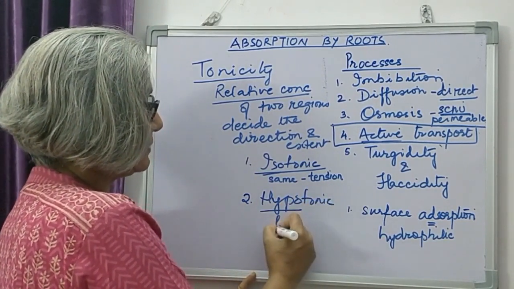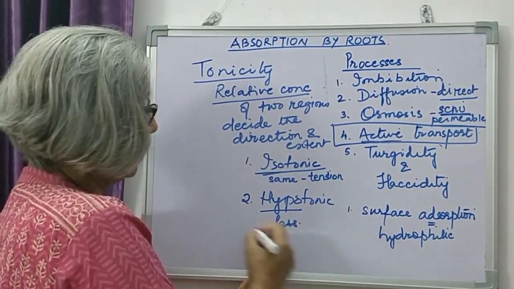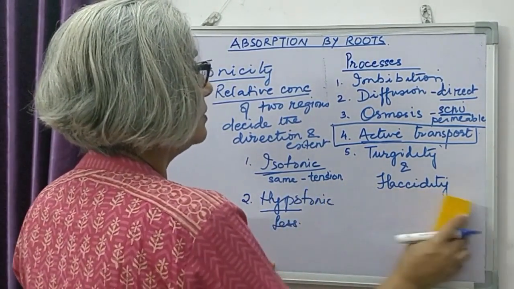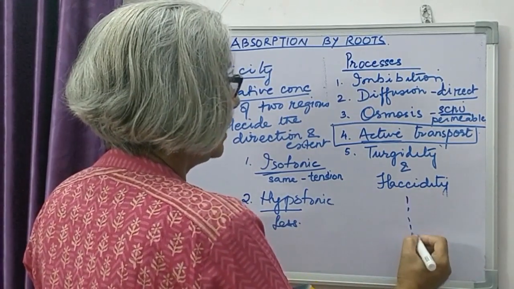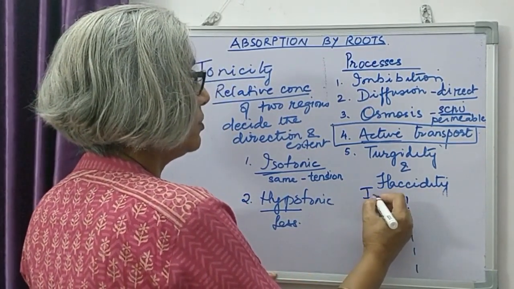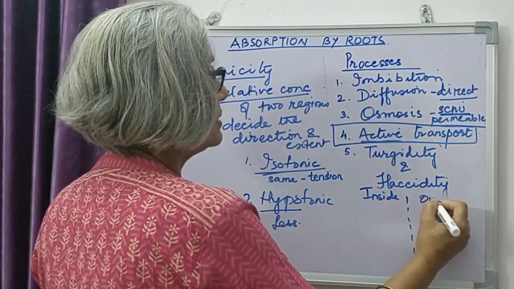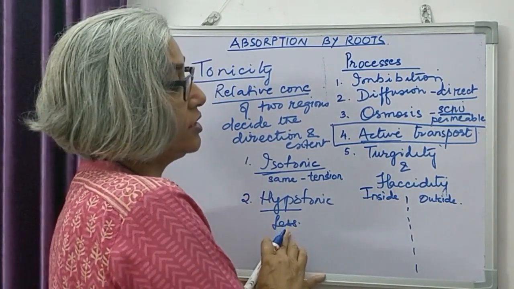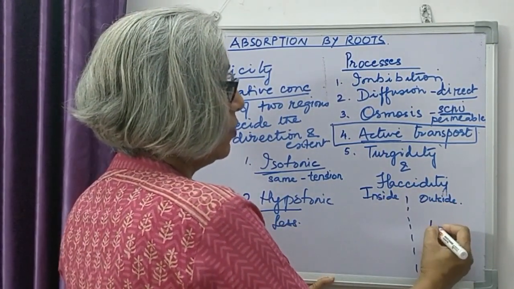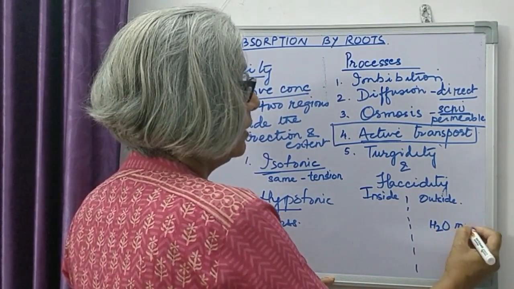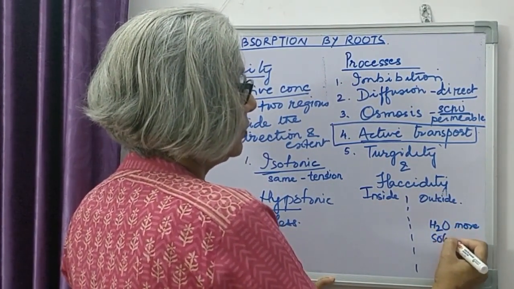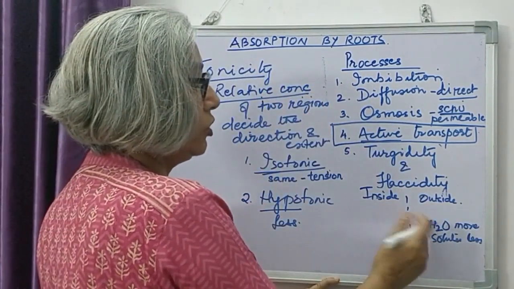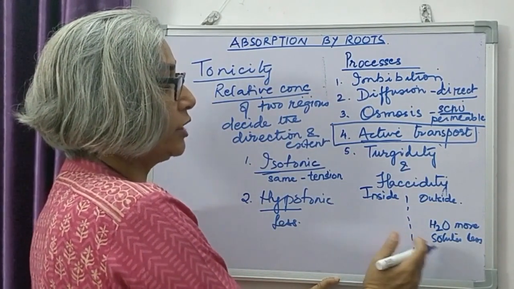Hypo means less. So when water molecules, I'm just erasing this. Now telling you about, suppose this is the inside of the cell, this is outside of the cell. Hypo means less concentrated solution outside the cell, which means more water and the solutes are less. And I have told you it is relative concentration, means we are talking in terms of solutions on both sides of the membrane.